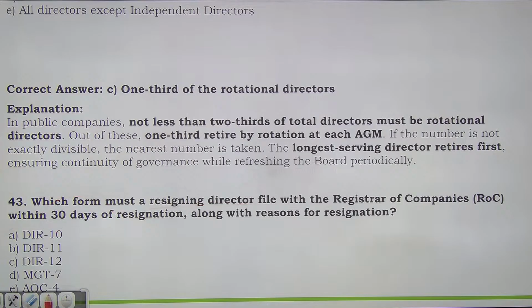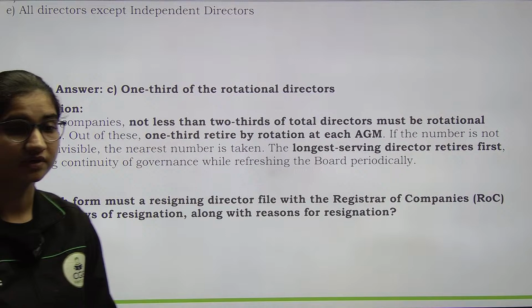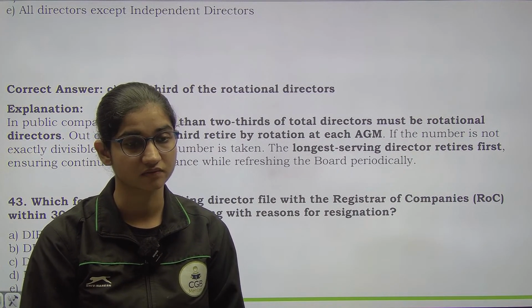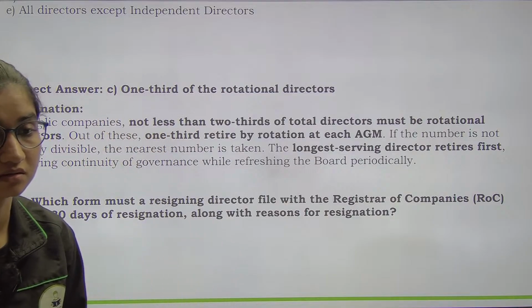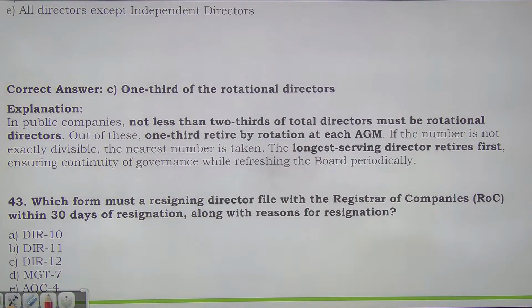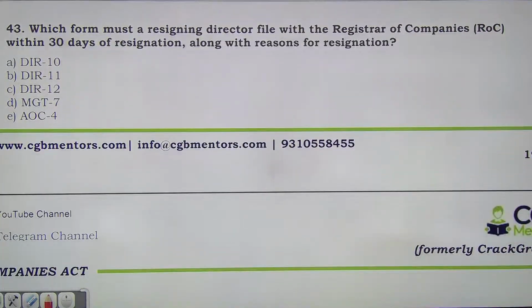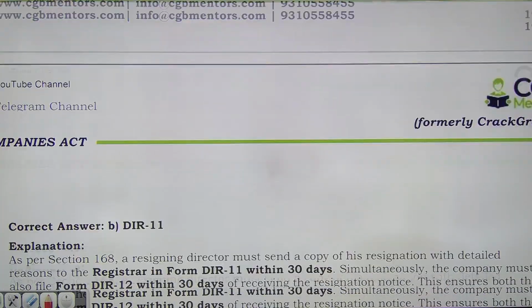Please try to remember the form numbers and the section numbers, okay, because I believe that IBPS will definitely ask you one of the questions from these two things, right? Okay, so the answer here is option number B, which is DIR 11.